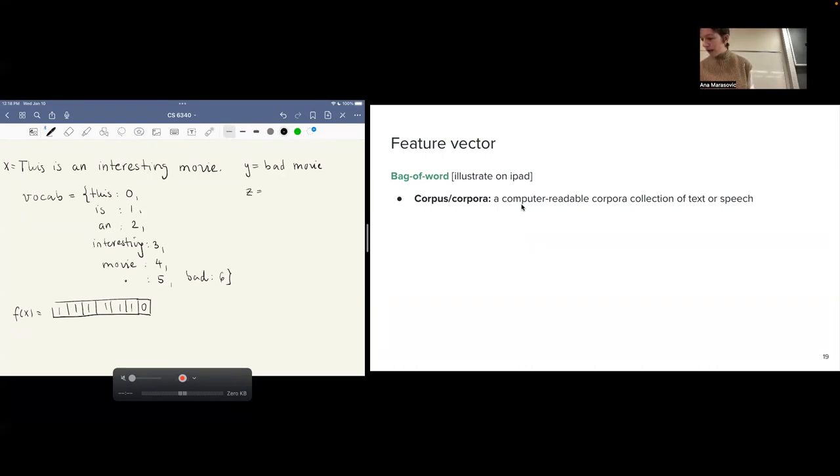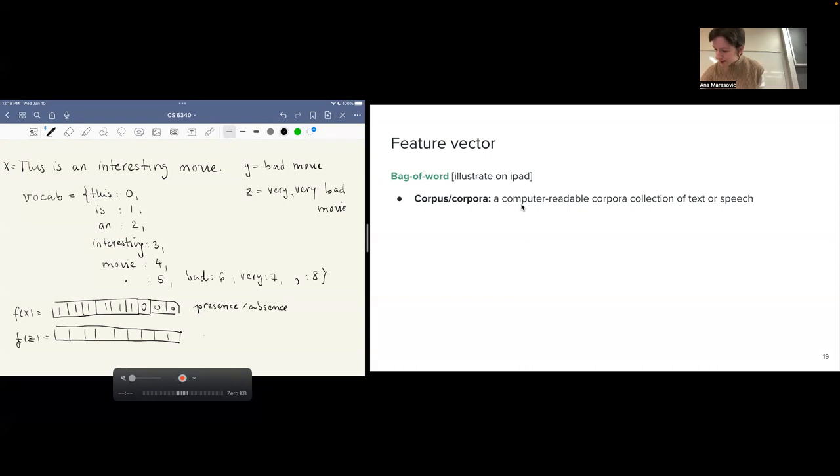Let's say we have a Z, "very, very bad movie." Something like this. We now have a word "very" and a comma. If we make a representation of Z, we added 2 more dimensions, so here we have 0 and 0. All right, let's try to make a feature vector for Z together. And instead of the presence or absence, like here, let's record the count of the corresponding token, so how many times the token appeared in the input sequence.